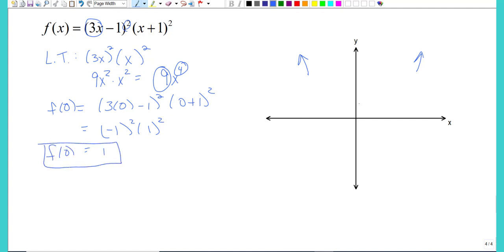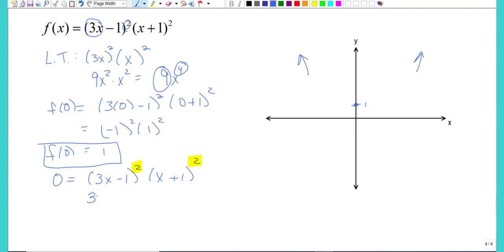And I get positive 1 for my y-intercept. And this one is nice because it's factored for us, so that should be easy. So I set the function equal to 0. And because those are squared, I know that each of those is a double, or a multiplicity of 2, and that means it's going to bounce.